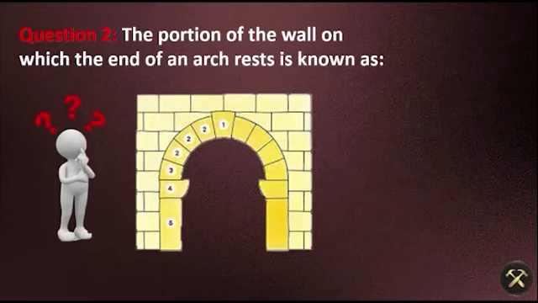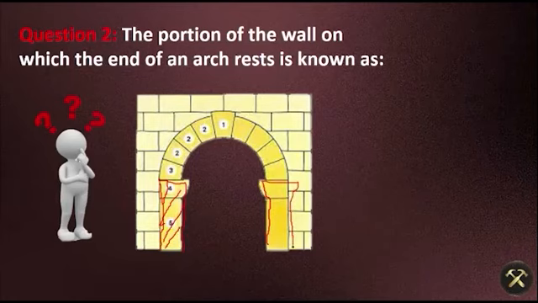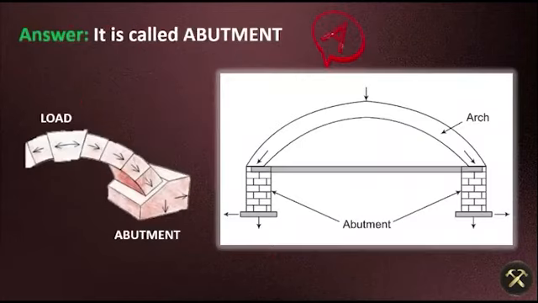Question number 2 says: the portion of the wall on which the end of an arch rests is known as what? For example, we have this arch on the top side, and this is the vertical member on which the arch rests. So this arch rests on this member. What is the name of the member? The answer is abutment.